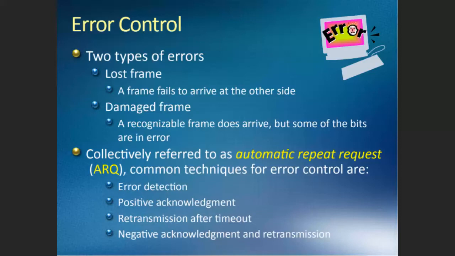That is not efficient. Collectively, these two controls are called ARQ, automatic repeat request. This question always comes up: what is ARQ? After three months, you see ARQ, what is it? So this is ARQ, very simple. These are the techniques used for error control: error detection, positive acknowledgement if everything is okay, retransmission after timeout, negative acknowledgement, and retransmission.